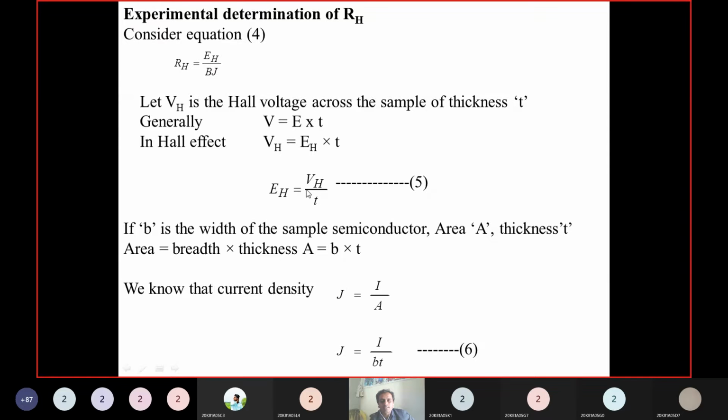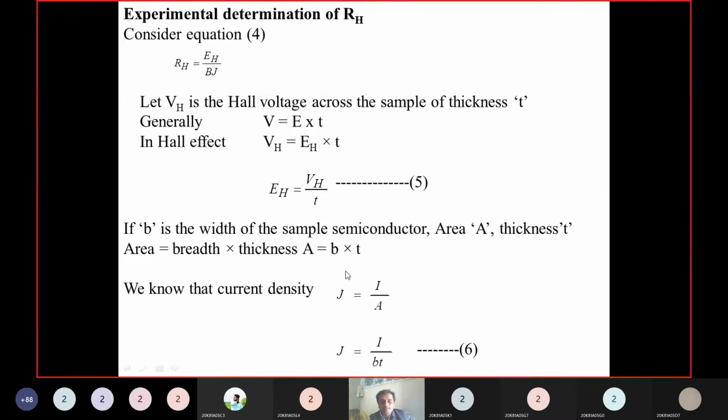Now, the area of the sample is A is equal to B into T, where B is the breadth of the sample and T is the thickness of the sample or specimen. Now, the current density J: by definition, current passing through unit area is called current density. J is equal to I by A.